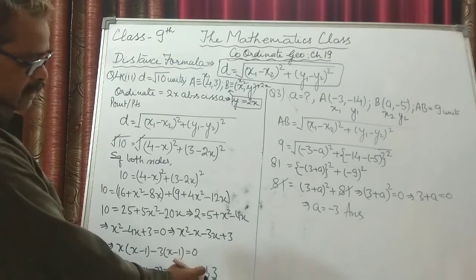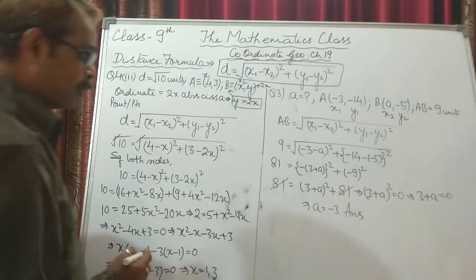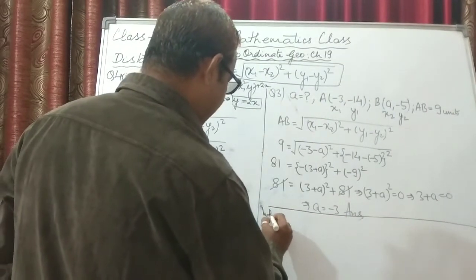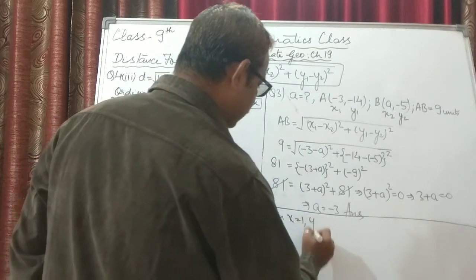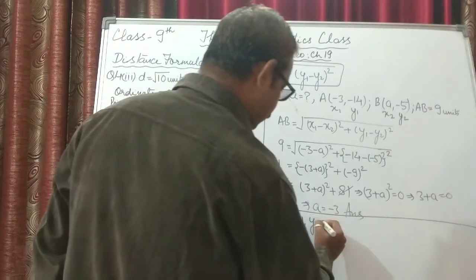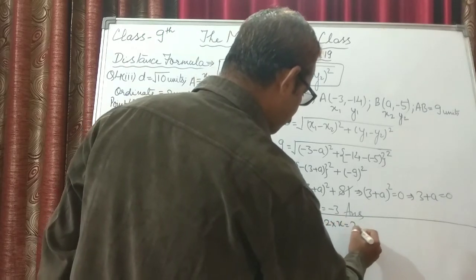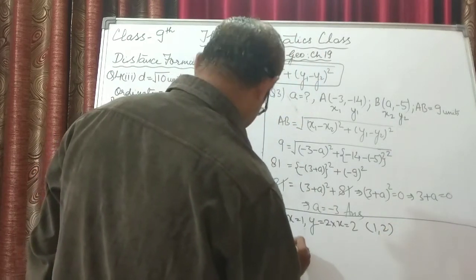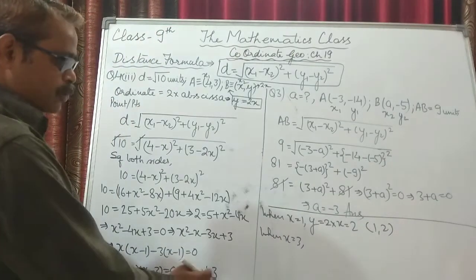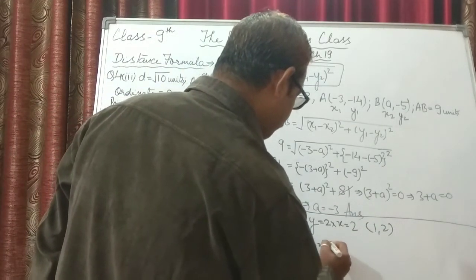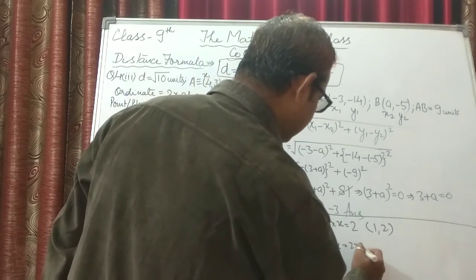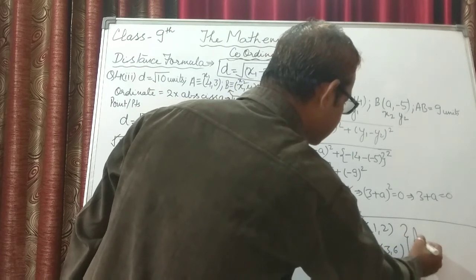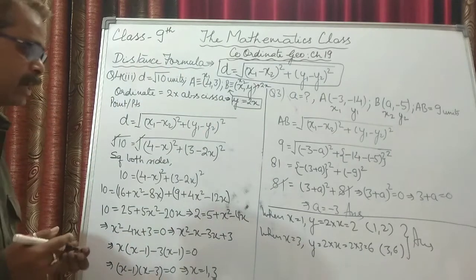Now we got 2 points. When the value of x is 1, y will be, because we know y is 2 times x, 2 into x, that is 2. So one point we are getting is (1, 2). And when x is equal to 3, the other value of x, then y will be 2 into 3, that is 6, so the point will be (3, 6). So there are 2 points which satisfy the given conditions.